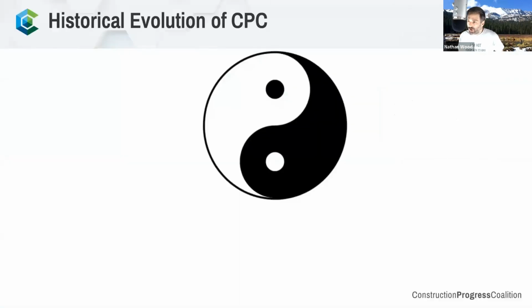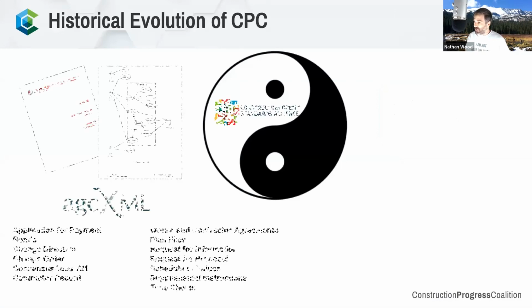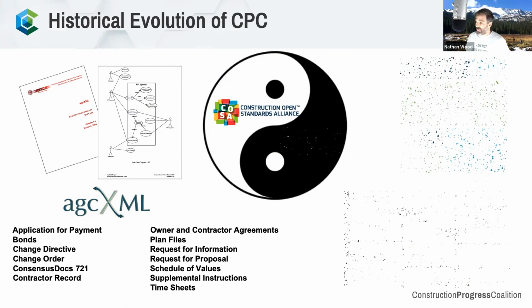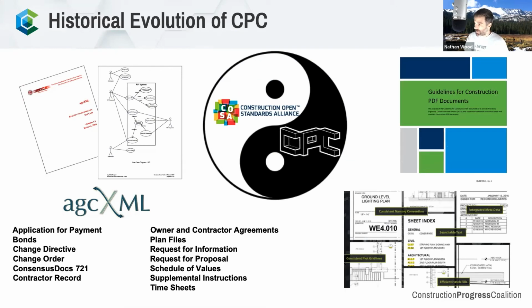So just a quick background on the Construction Progress Coalition, how we came together. I'm here in Denver, Colorado, formerly San Francisco, but our members are across the US, North America, and a few in the UK as well. Originally the Construction Open Standards Alliance here in the US had picked up and was shepherding the AEC XML standards that you can see covered a lot of different construction workflows, from payment applications to RFIs, and schedules and timesheets. That then joined forces with a group that I came from on the construction side called the Construction PDF Coalition.